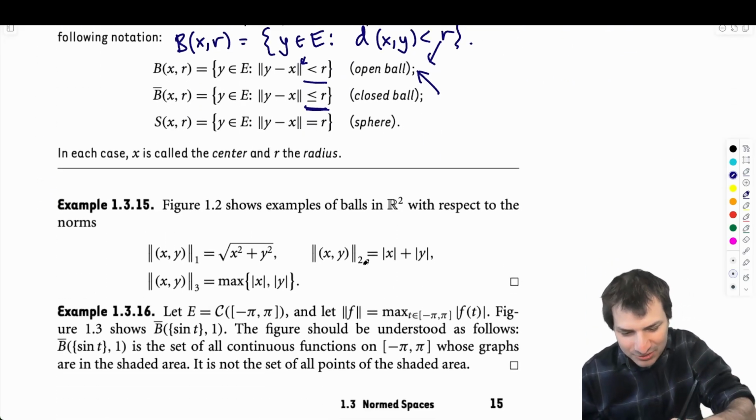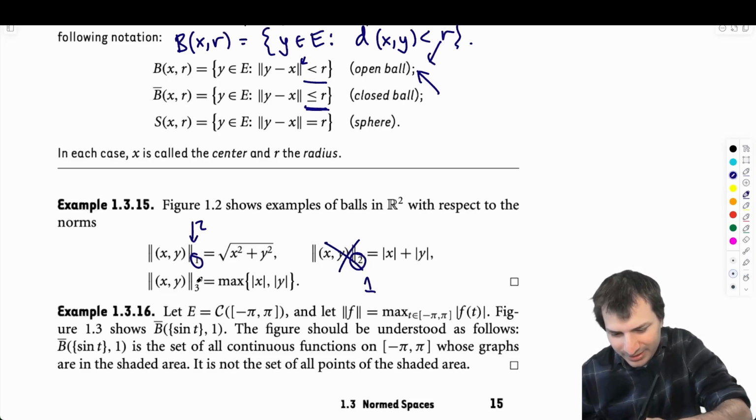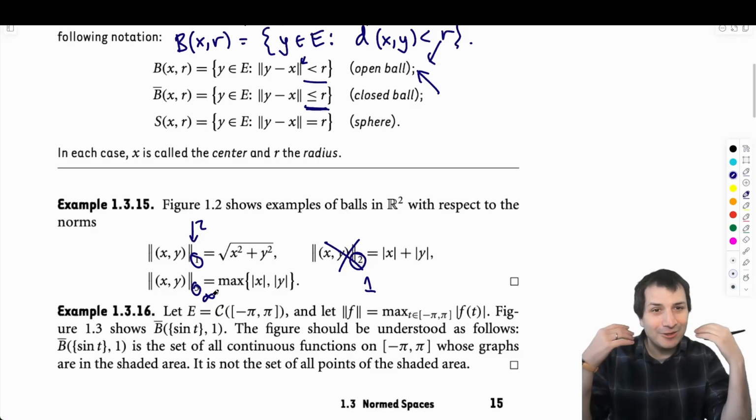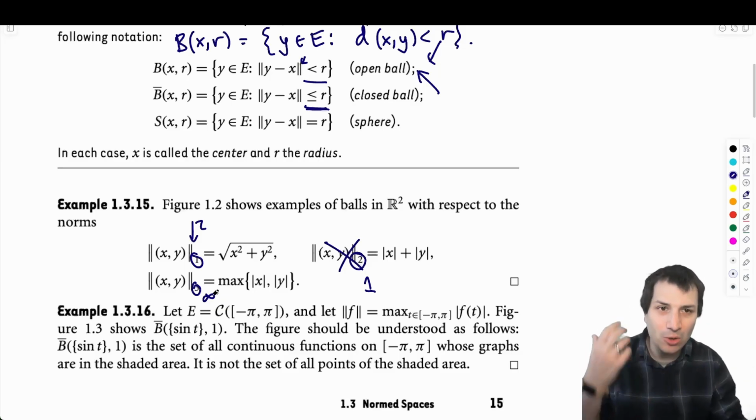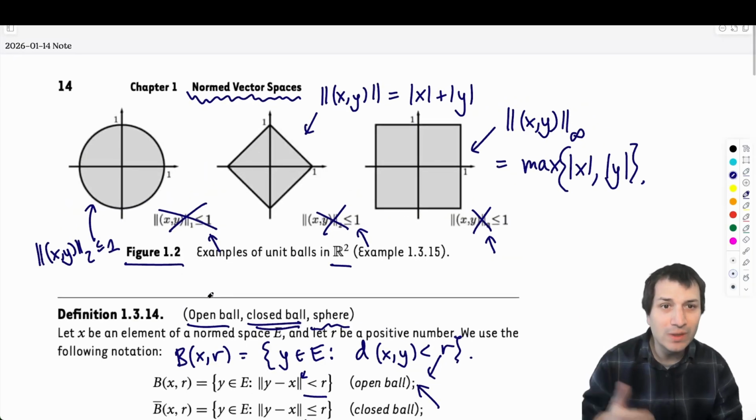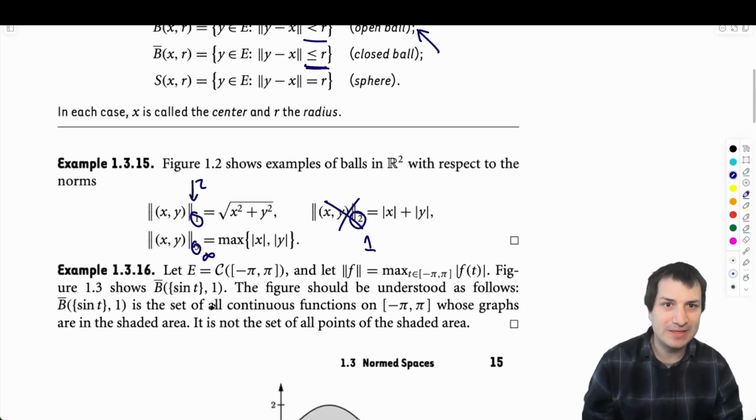Okay, here are some pictures. And again, with the typos, look at this. Amazing. This should be the 1 norm, this should be the 2 norm, and this should be the infinity norm. And here is the first great example of the kind of thing we want to actually look at in this course. We don't want to look at points in R2. We want to look at function spaces of functions.